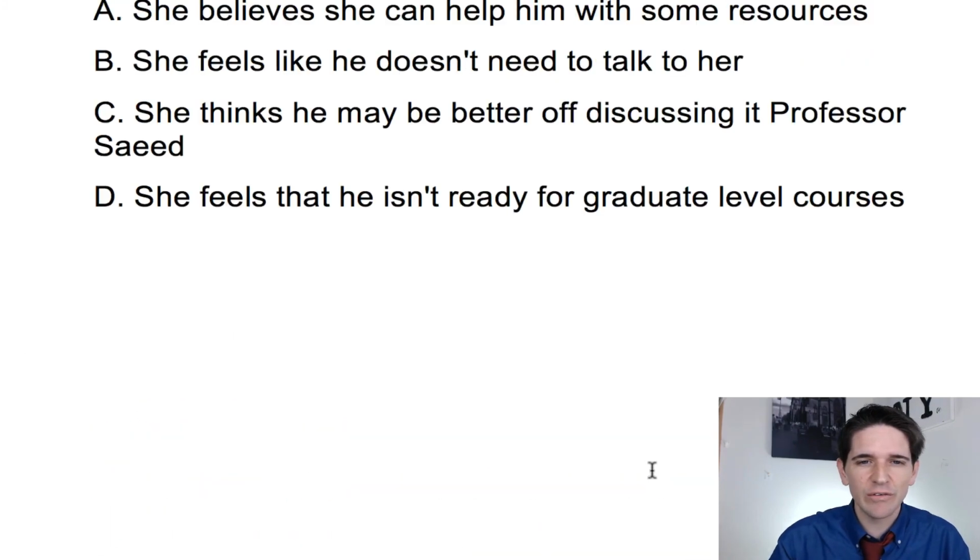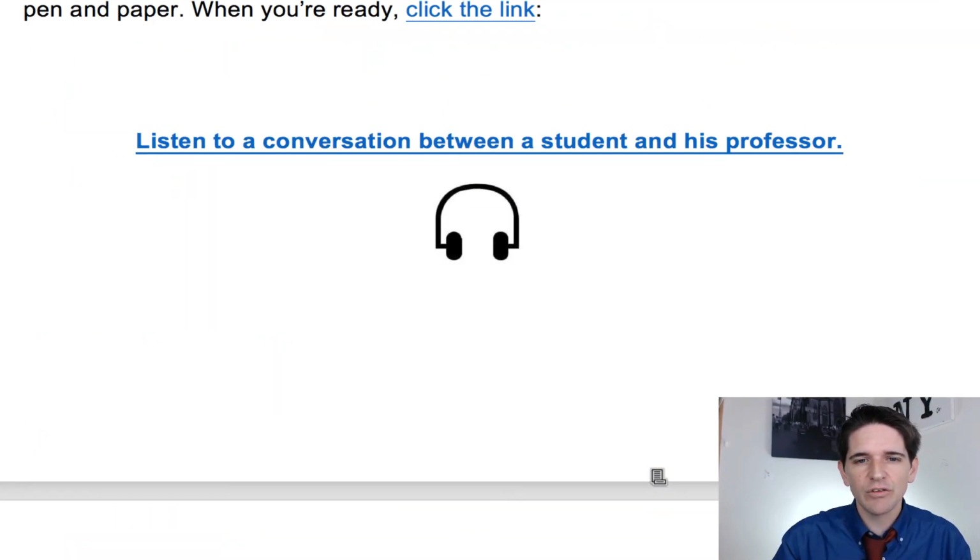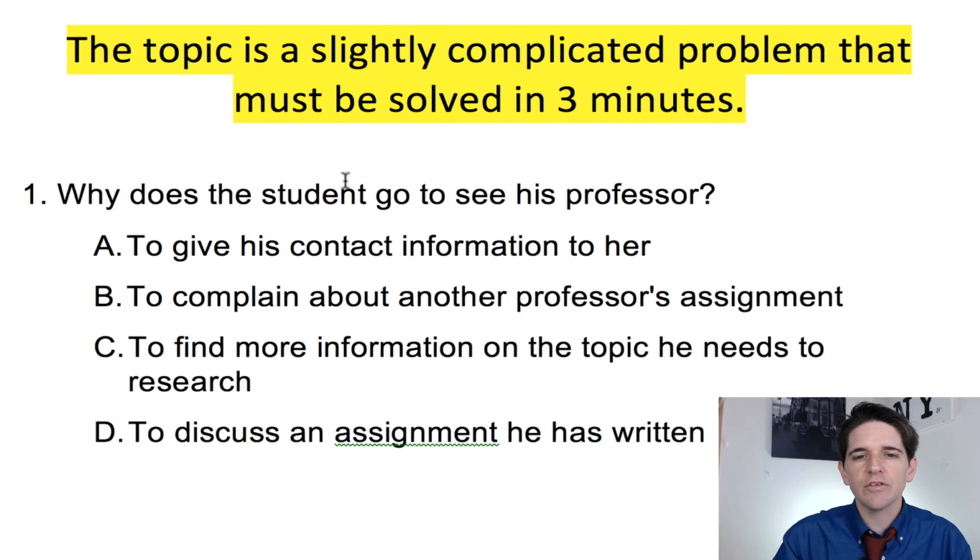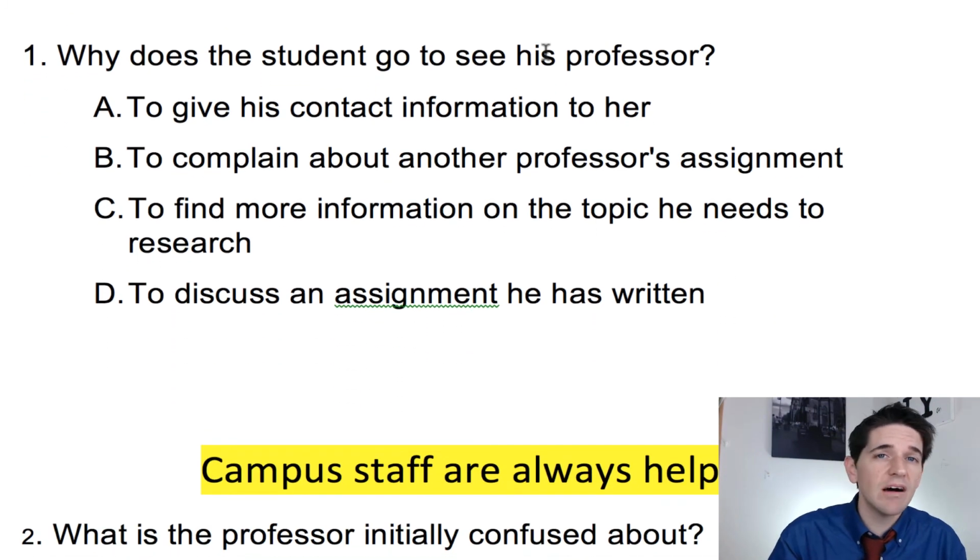Okay, just to give you a quick recap, let's go through them. The first one is to make sure that you understand that this topic is a complicated problem that must be solved in 3 minutes. It's going to be something that is a little difficult. Giving a contact information is not that complicated. It's very simple. Okay, so it needs to be a little bit complicated and solvable.